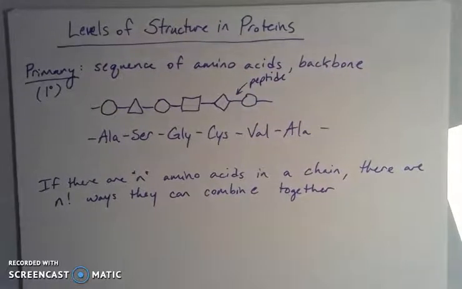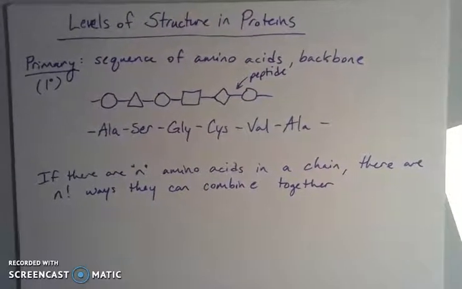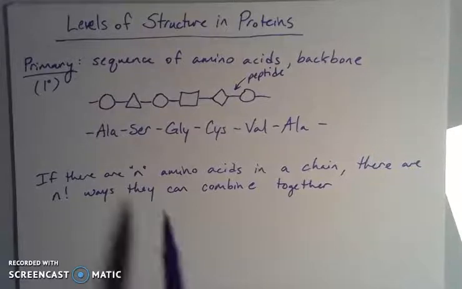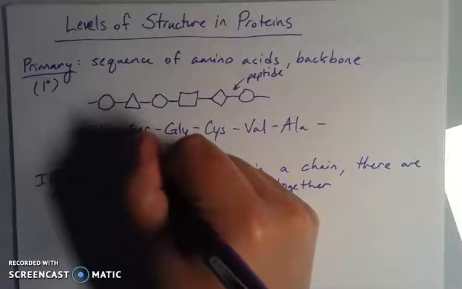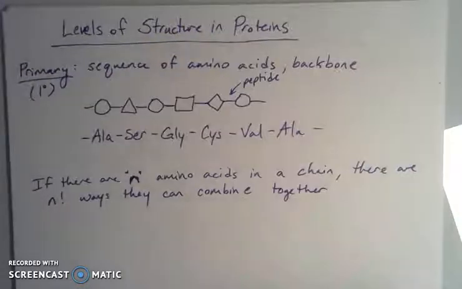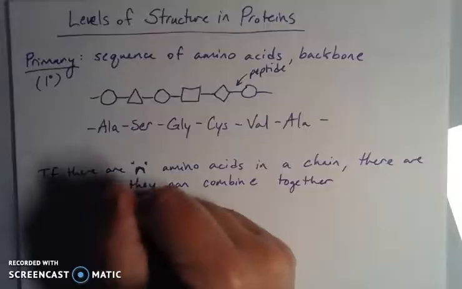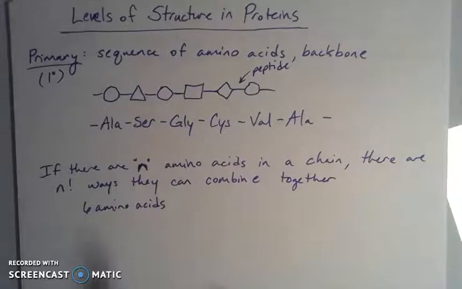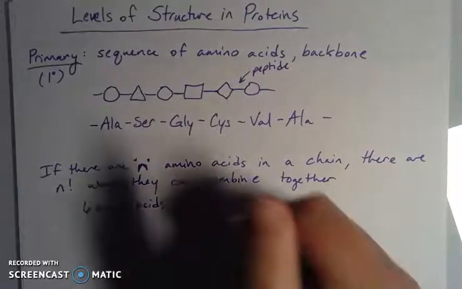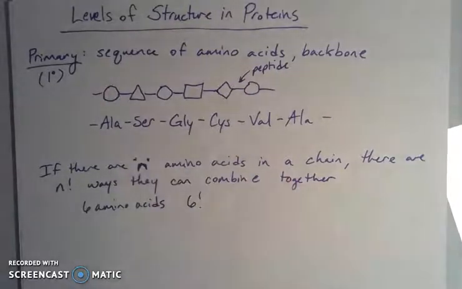Now, just from a mathematical point of view, if there are n number of amino acids in a chain, let's say that I have 6 amino acids. That's what I have in this chain up here, but this doesn't really work as an example because I have alanine twice. But if I have 6 different amino acids in a chain, then there are 6 factorial ways that these 6 can combine together in that chain.